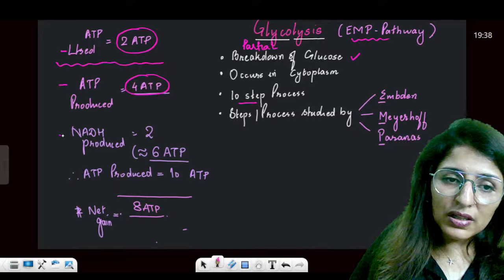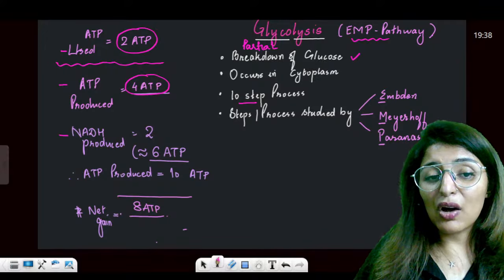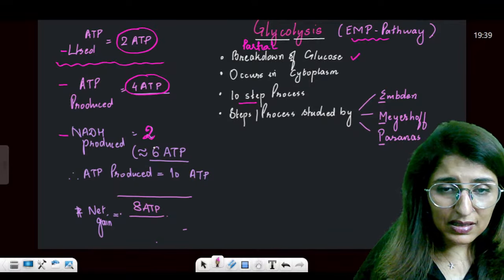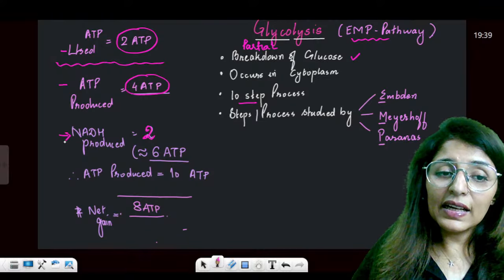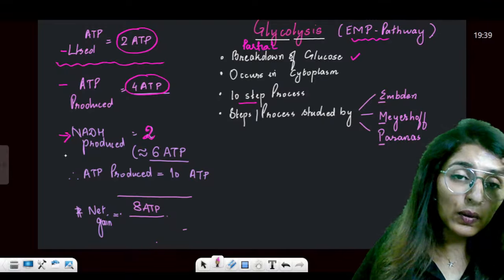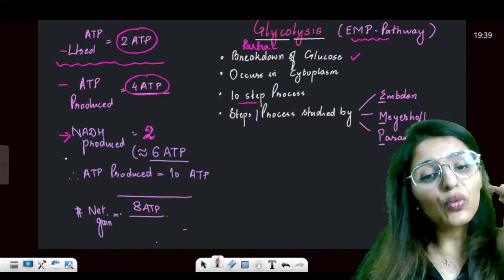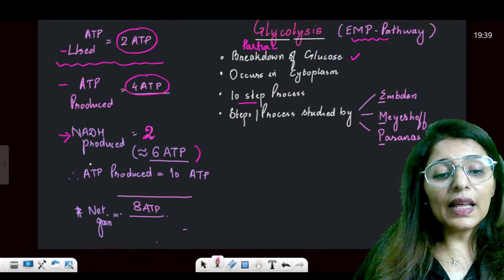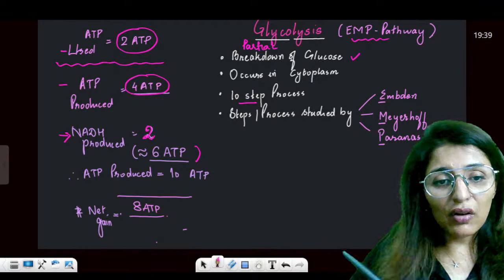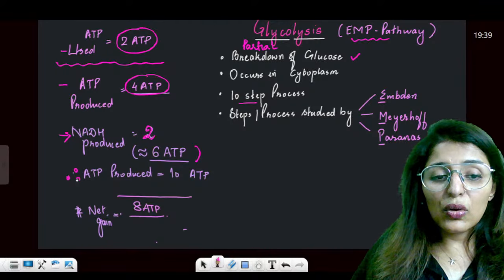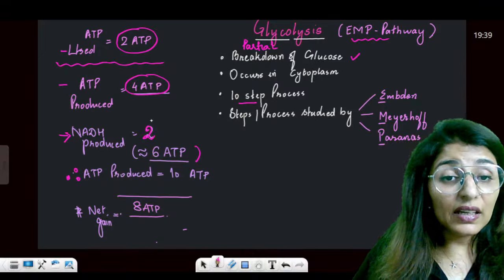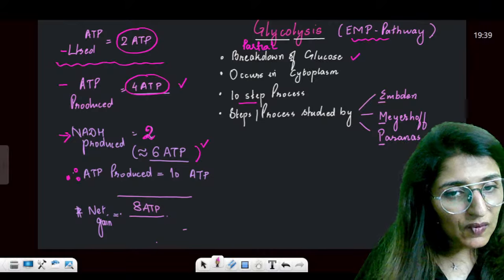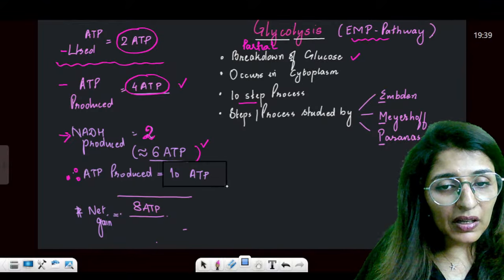Also, during glycolysis, NADH will be produced. How many molecules? 2 molecules. And remember, you'll see it in this session that 1 NADH is equivalent to 3 ATP molecules. So 2 will be equivalent to 6 ATP molecules. Are these points clear? So ultimately, during one cycle of glycolysis, how much ATP is produced? 10. So 4 ATP here and 6 ATP indirectly. Overall, 10 molecules of ATP are produced.